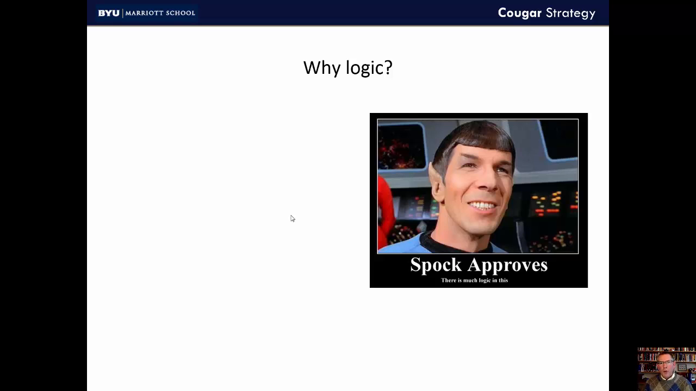using logic. So why use logic and a logical method as a way to structure your capstone project? Well, first, a logical method will help you understand and help you develop a full range of options for your client to think about as potential solutions to the issue that they've brought you.